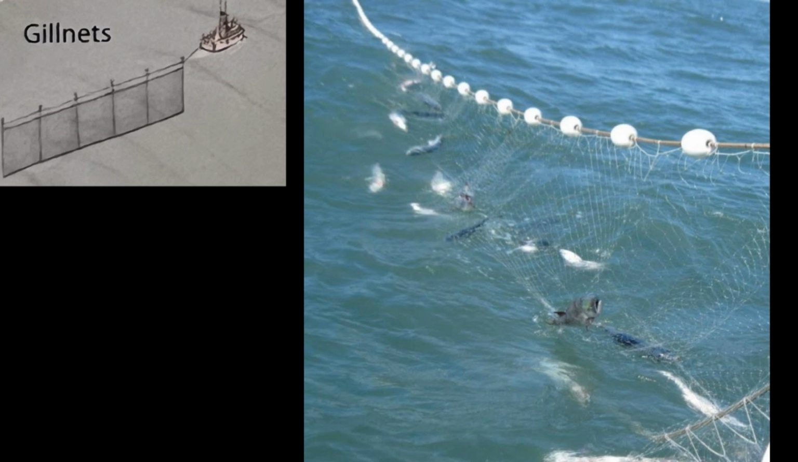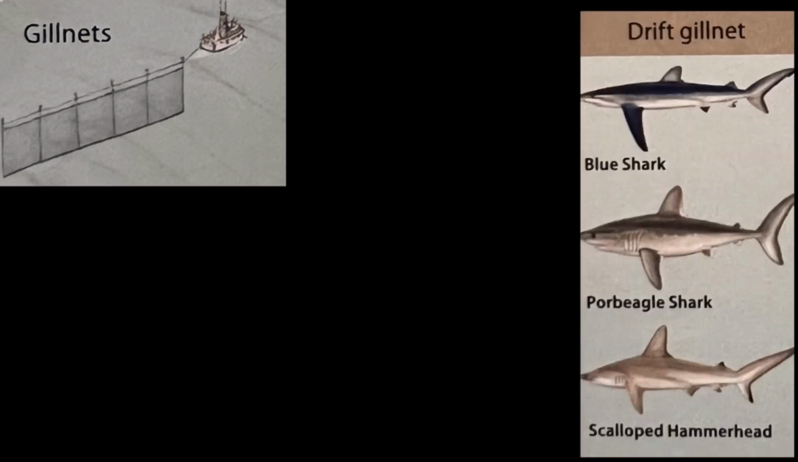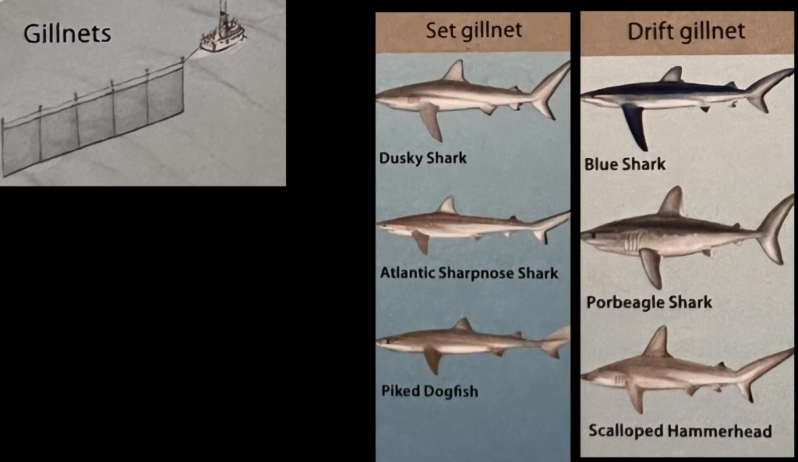A gill net is a wall or curtain of netting that hangs in the water. Gill nets can either drift in the water column, these are called drift nets, or be set on the seafloor, simply called set gill nets. Drift nets have the potential to catch free-swimming pelagic shark species, such as porbeagles, blue sharks, or hammerheads. These species can't breathe without actively swimming, so they can die if they become entangled in these nets. Set gill nets can catch bottom-dwelling species, such as dogfish, sharpnoses, and dusky sharks.